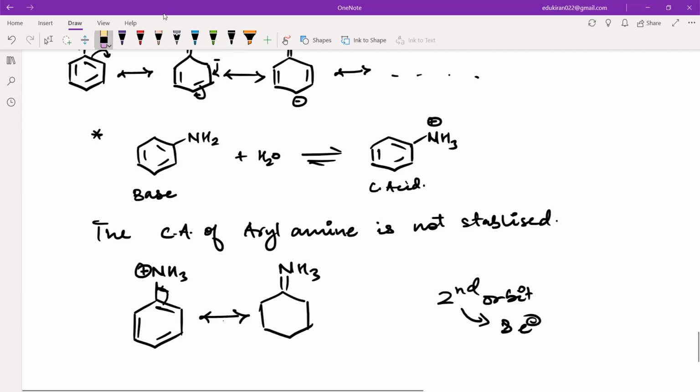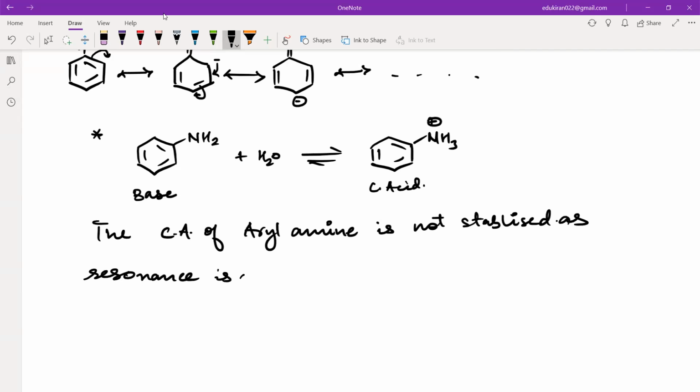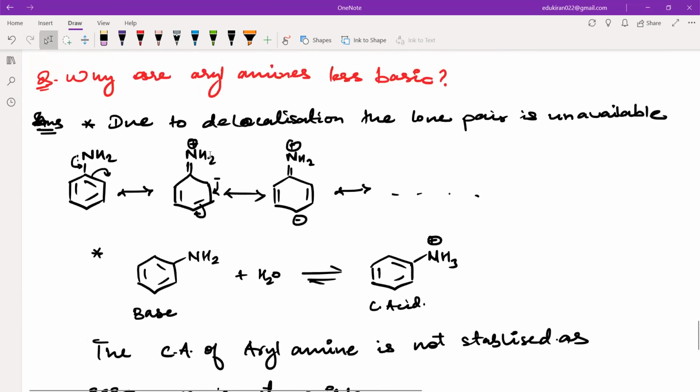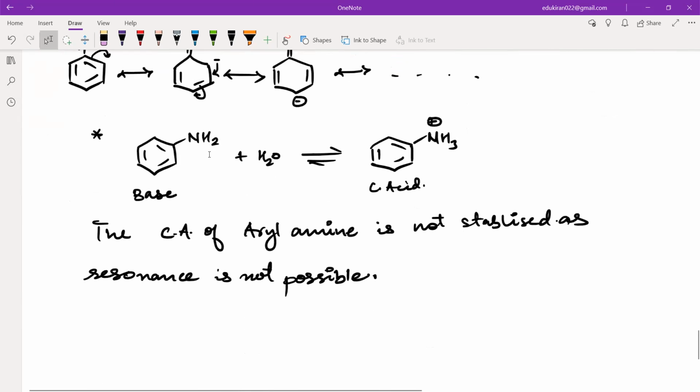So we cannot make a resonating structure. That is why the conjugate acid of arylamine is not stabilized, as resonance is not possible. Okay, so these are the 2 reasons that you will write. And please remember to draw the resonating structure. Draw the resonating structure. Okay.